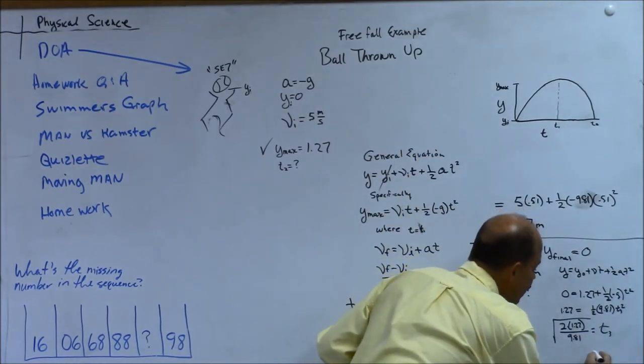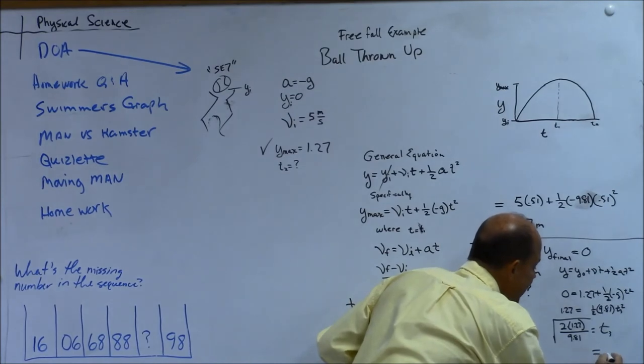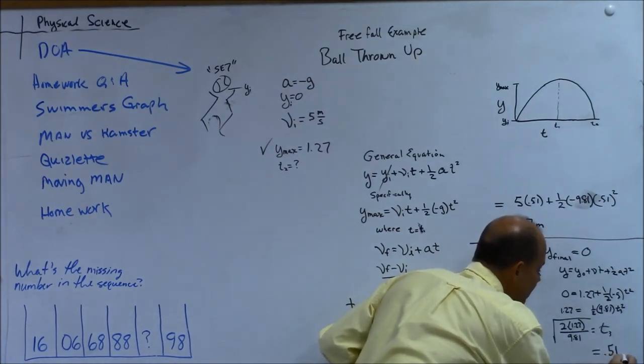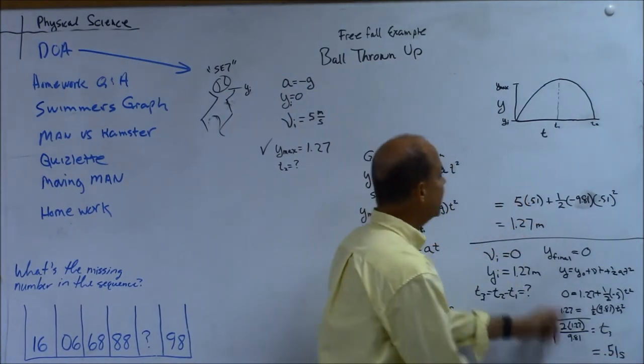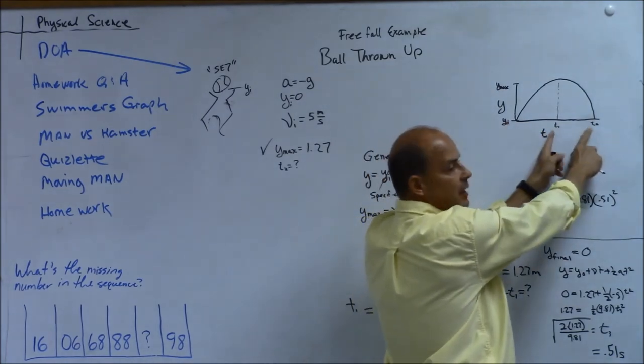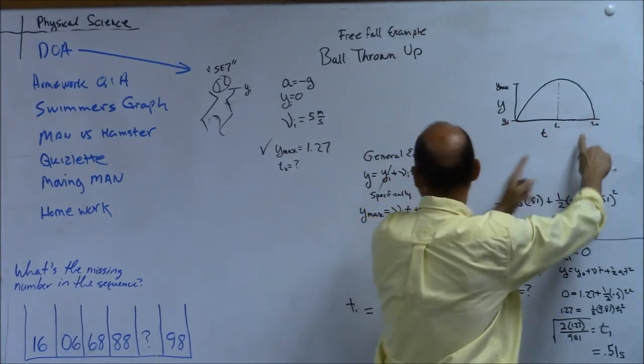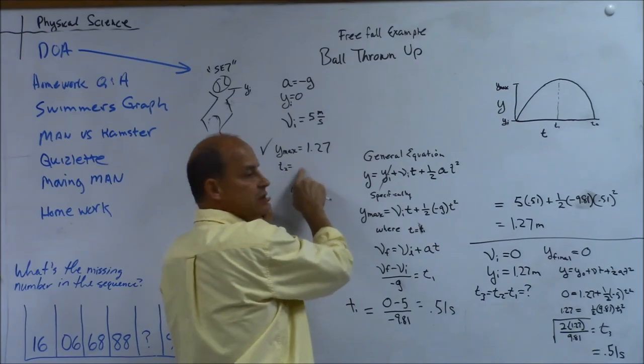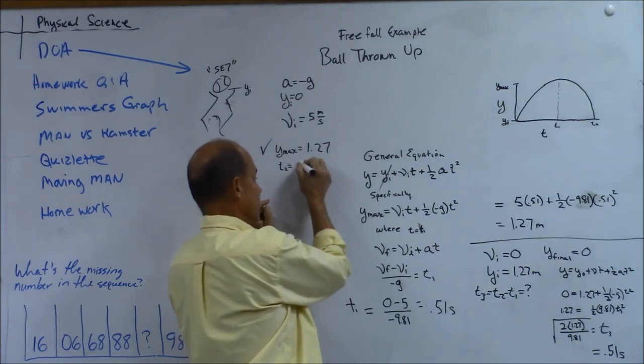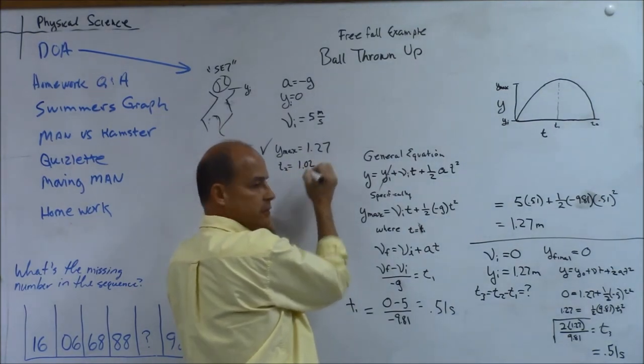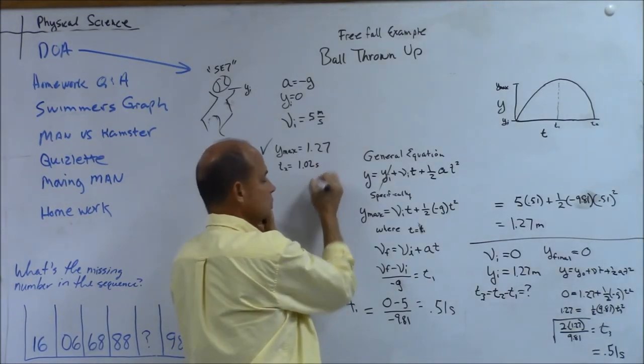Mr. McCarter, my handy calculator over here says, in fact, that the time it takes to go up is the same time as it takes to go down. So T2, which is the total round trip time, is 1.02 seconds.